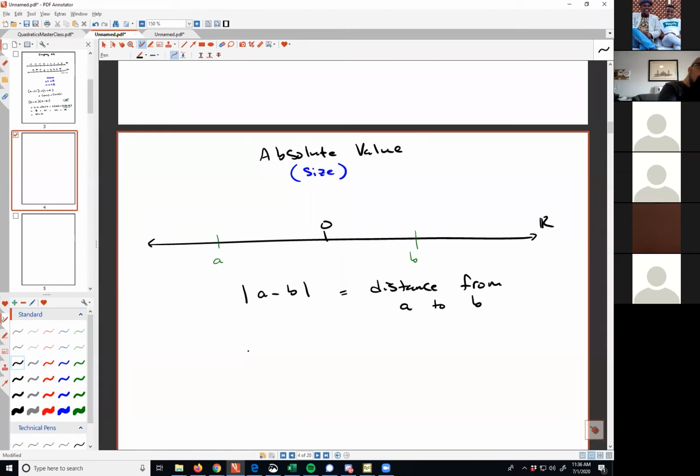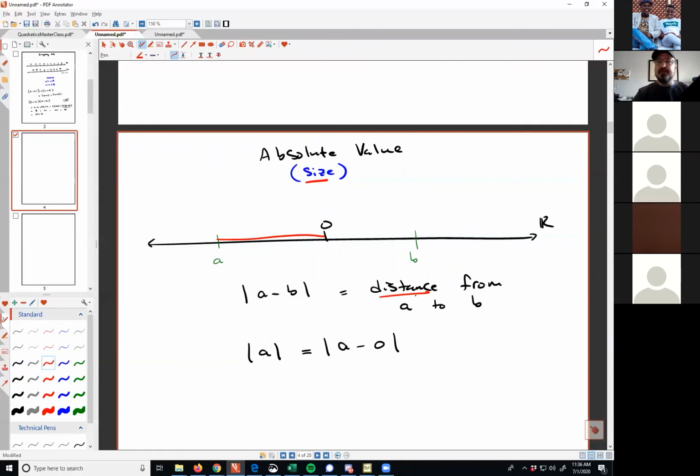And so if we have just the absolute value of a number itself, then that's the absolute value of A minus 0, which is the distance from A to 0. If A was negative, then that distance is negative A. If A is positive, that distance is just A. So size, and in the case of moving along a number line, that's distance.